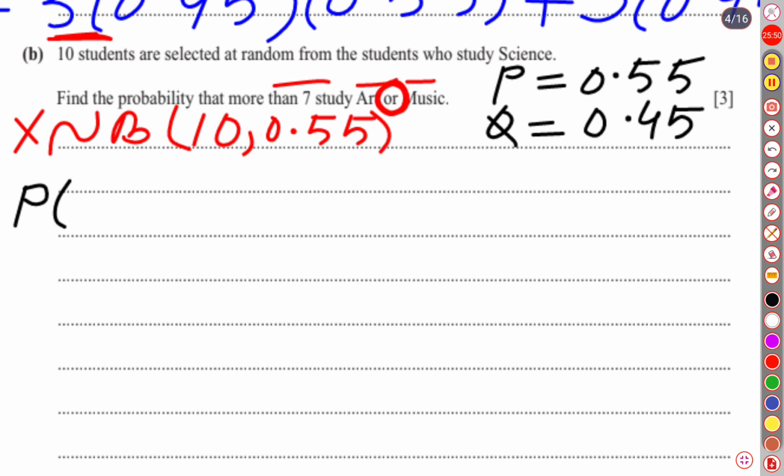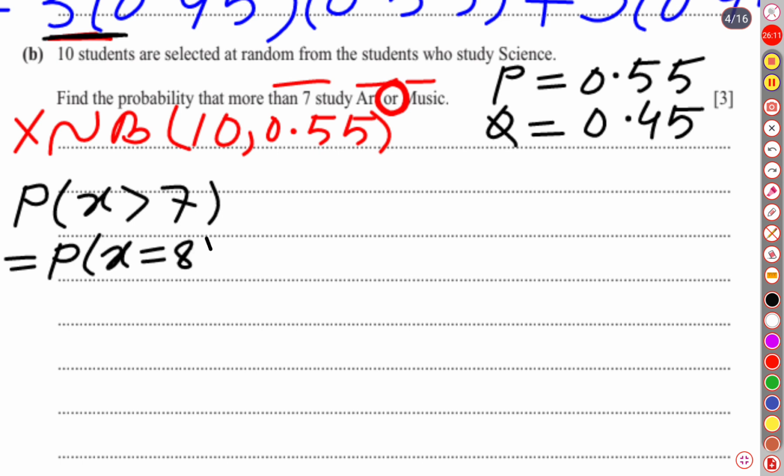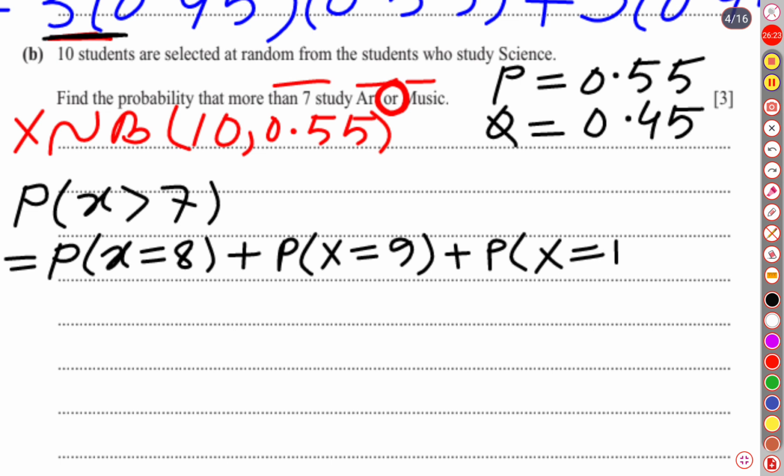So let us see our probability. They have told us more than 7. So X is more than 7 students. Now for this, what are the possibilities? More than 7, total number of students is 10. So more than 7 means 8, 9, 10. So let us find the probability of X equal to 8, when 8 people took art or music, or there might be 9 students, or there might be 10 students.